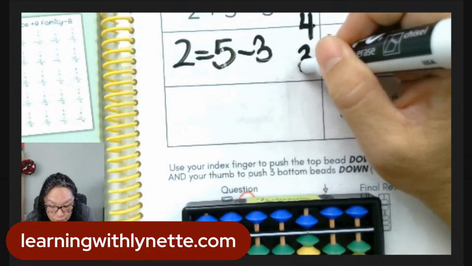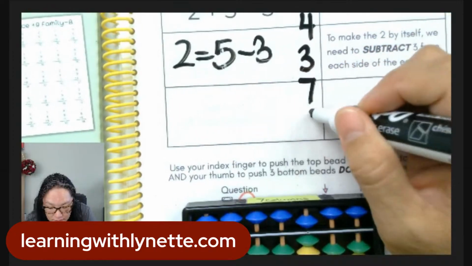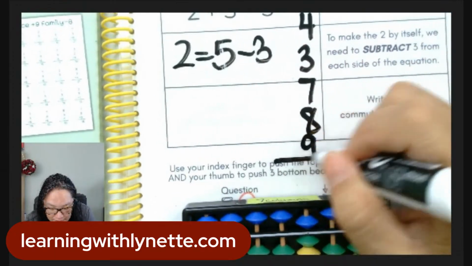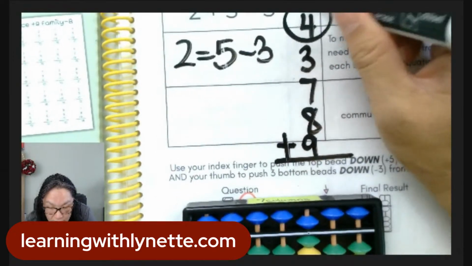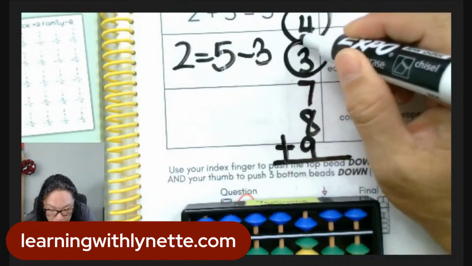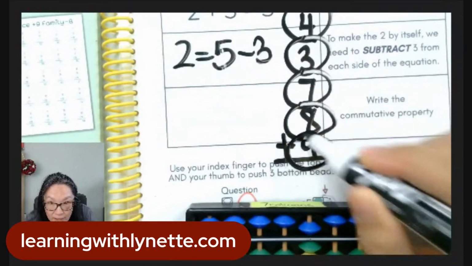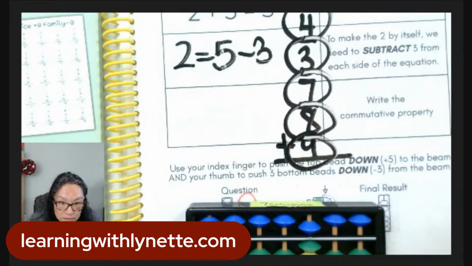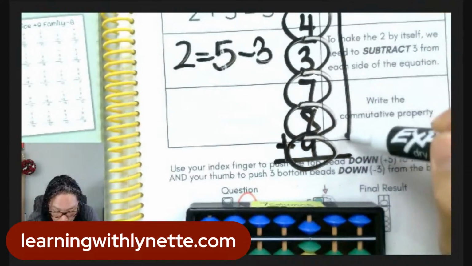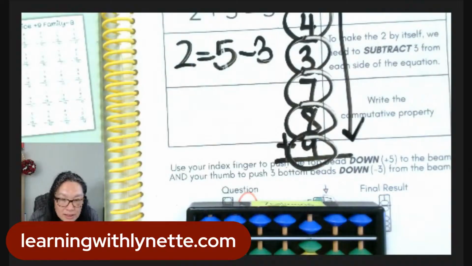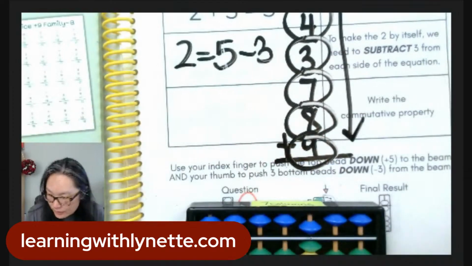So if I did 4, 3, 7, 8, 9, we start from here. Then we do this one, then we do this one, then we do this one, and then we do that one. Yes, we go from top to bottom. That's how we add. You're absolutely right.